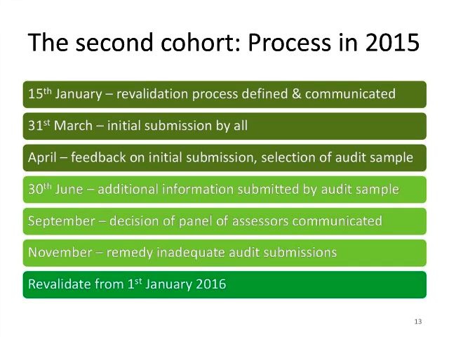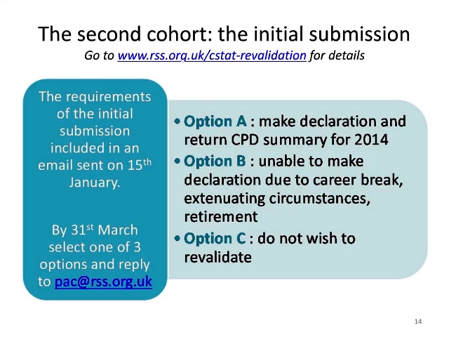So first let's look at the initial submission so that we get clarity on that part of the process. Slide 14 briefly describes 3 options that members are asked to choose from in their initial submissions. So option A is the option that obviously most people choose, which is to make a declaration and return a CPD summary for 2014. We'll say a little bit more about that declaration on the next slide.